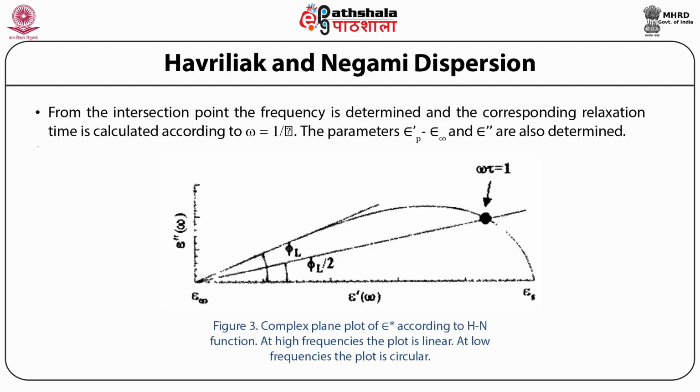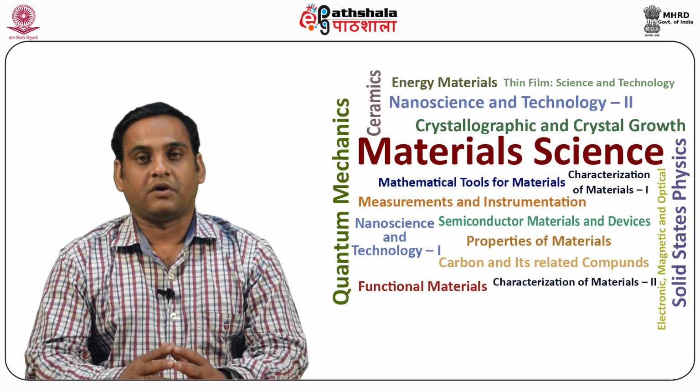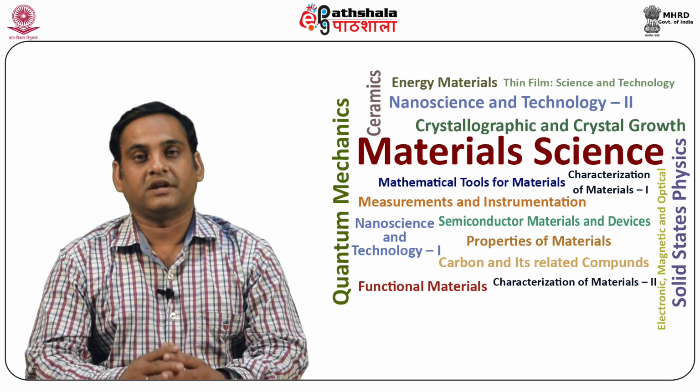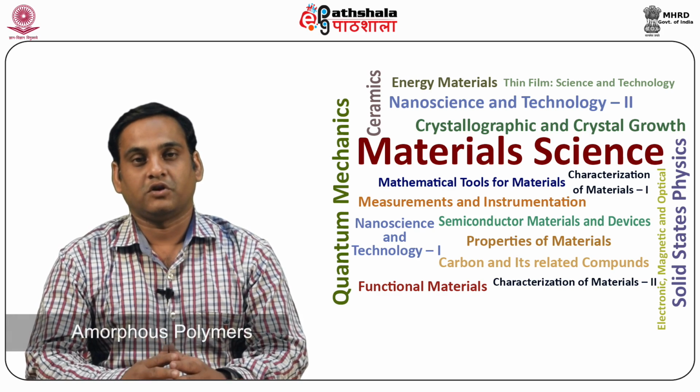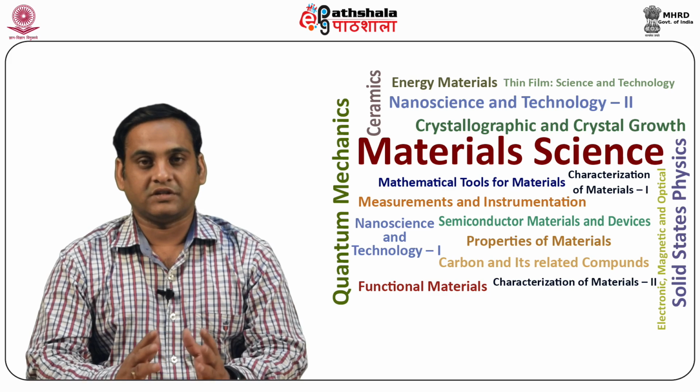So figure 3 shows the complex plane plot of epsilon star according to the HN function. At high frequencies, the plot is linear. At low frequency, the plot is circular. The Havriliak-Negami function is found to be very useful to describe the relaxation in amorphous polymers which exhibit asymmetrical shape near the glass transition temperature Tg.